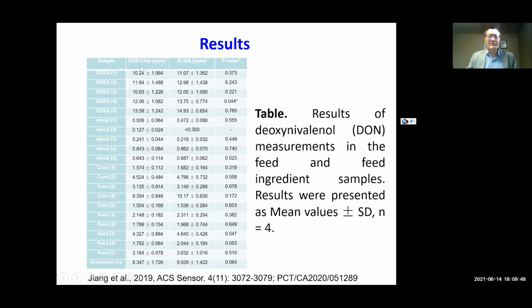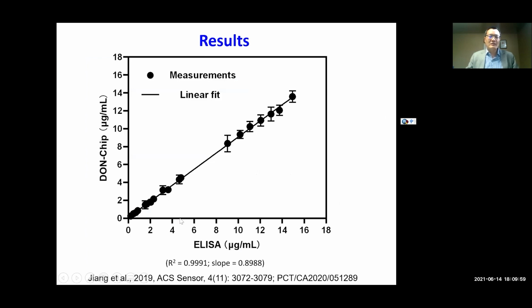When we compare the result from the DON chip with the result from ELISA, you can see they're quite comparable, with similar results. Then we do the correlation. This is the DON chip concentration in microgram per ml, and this is the ELISA result. They have a linear fit and correlate very well, with an R square of 0.9991 and a slope of 0.8988. Okay.